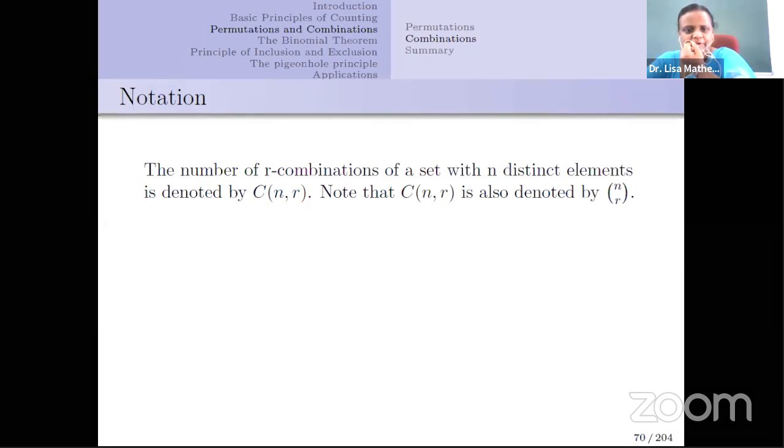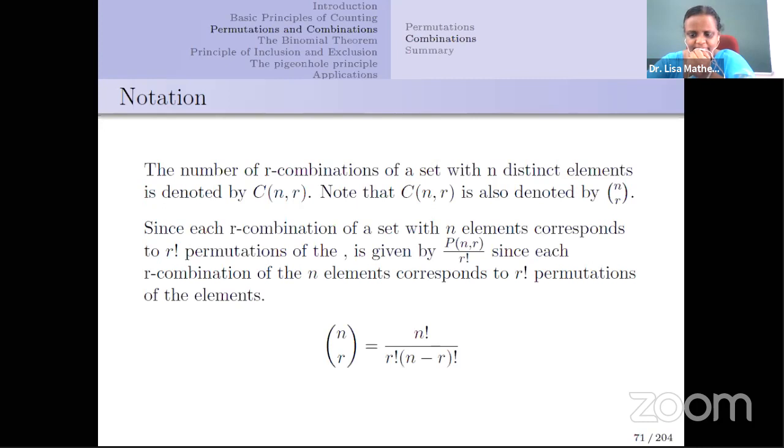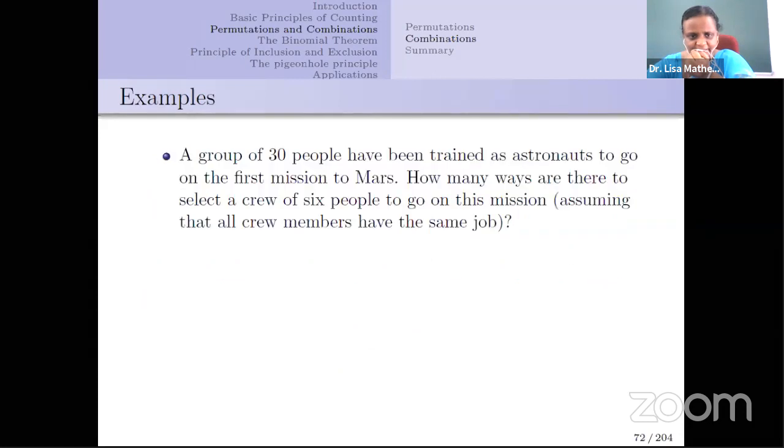The number of r combinations of a set with n distinct elements is denoted by C(n, r). Note also that we use this notation for the number of combinations, nCr. Since each r combination of a set with n elements corresponds to r! permutations of the n elements, the number of r combinations is given by P(n, r) by r factorial, and in other words, it's equal to n factorial divided by r factorial into n minus r factorial. Now again, let me illustrate with an example.